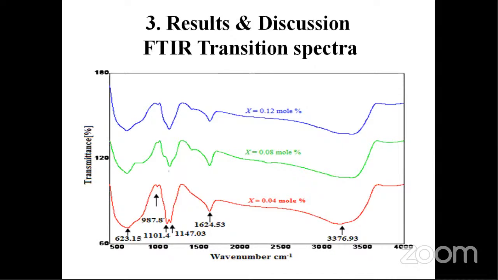Absorption bands observed at 1101.4 and 1147.03 centimeter inverse are due to symmetric and asymmetric vibration of C-O-C group. On increasing cobalt concentration, these bands convert into single band observed at 1145.10 centimeter inverse, attributed to Co-O vibration, which suggests that cobalt cation effectively enters into TiO2 lattice.